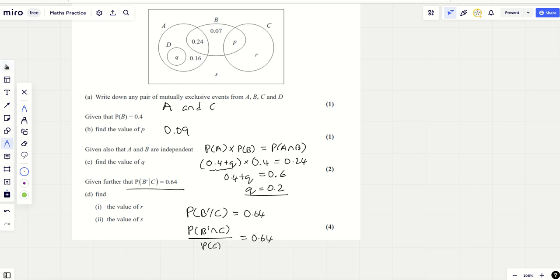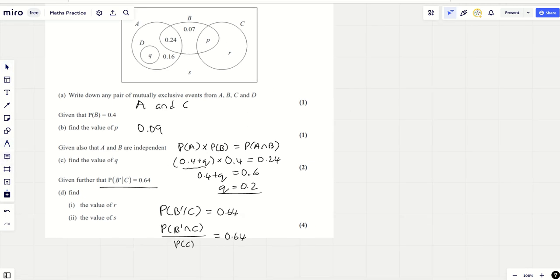And now let's turn this into a pure maths problem by identifying what the probabilities are for these regions. Right, what is not B and it's in C? So it's going to not be in B and it's going to be in C. It must be this R. And what is C? Well, it's P plus R. And that equals 0.64. Yeah, but don't forget we worked out P earlier, that's 0.09, so let's write it down as 0.09.